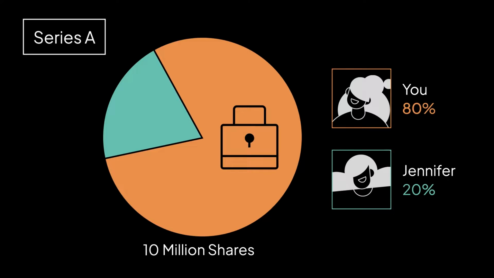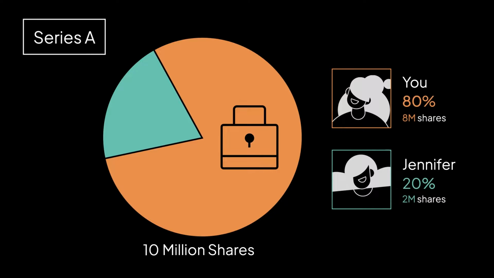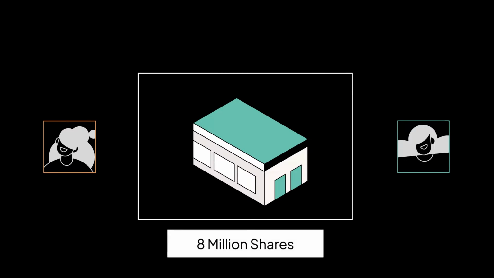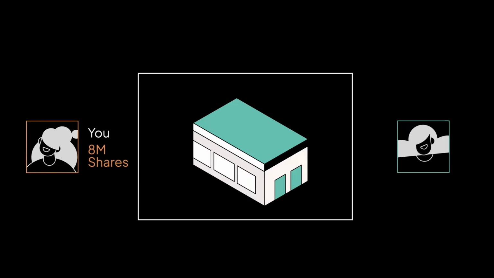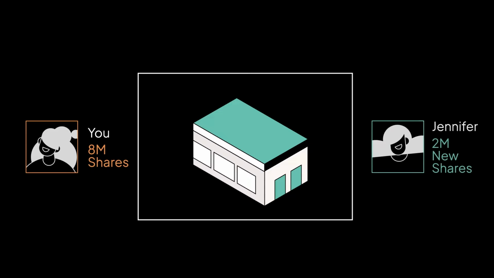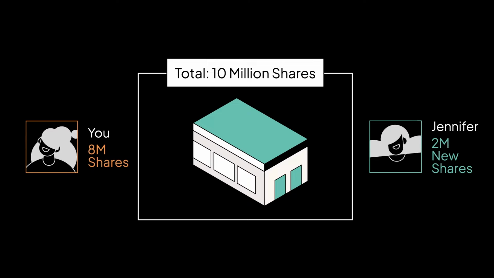So to say that again, you're going to keep the same number of shares personally, but your percentage is going to be diluted from 100% down to 80%. Now we can skip the whole math equation of it, but ultimately here's how it's all going to shake out. You keep your 8 million shares. That doesn't change. You then create 2 million new shares and give them to Jennifer. This means your company now has 10 million shares in total, with Jennifer owning 20% and you owning 80%. And this is what dilution means.